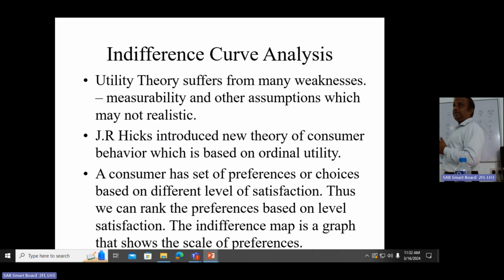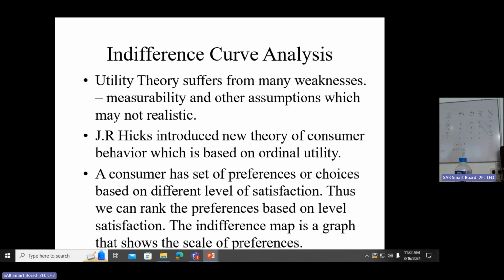So the indifference curve, and if there is a set of indifference curves, that is called an indifference map. Now we can see different indifference curves: different combinations of goods that the consumer is going to buy, giving equal satisfaction. Because there may be several preferences and choices, the indifference map explains the scale of preferences of the consumer.